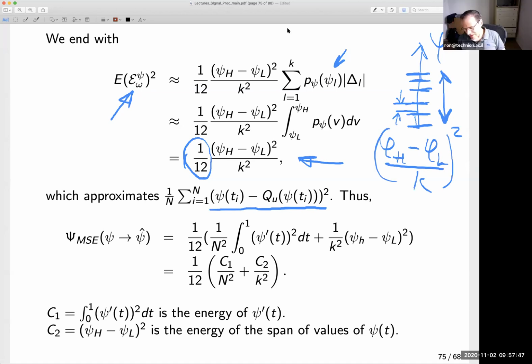So K is also large? K is large from the point of view of being able to approximate P of psi of V, yes. So it's either the probability is smooth or K is large. Okay.